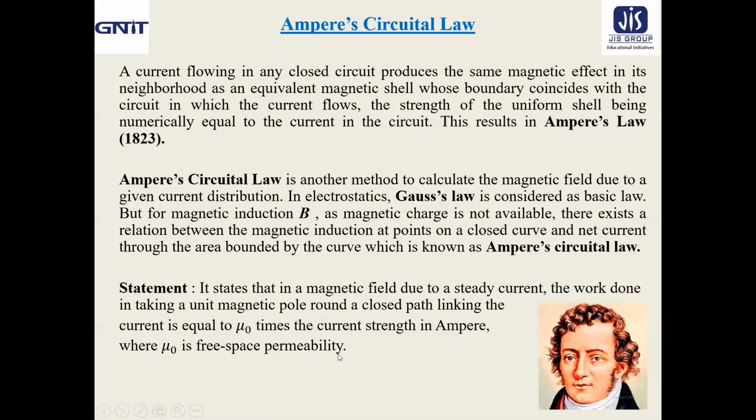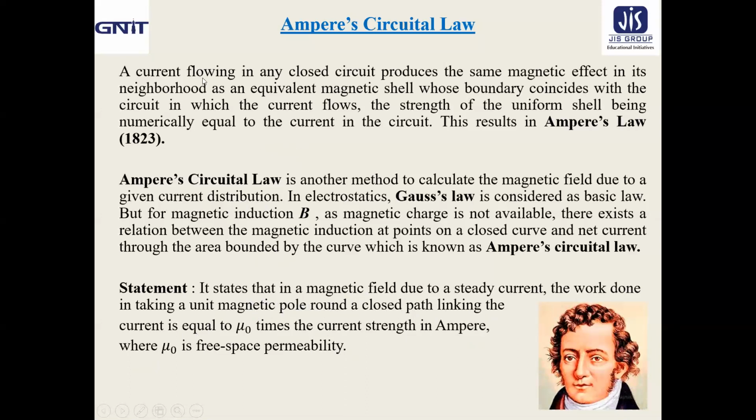Look at the statement once more, very, very important. Actually, whatever I told here, and here, everything is related. Just take a look. Ampere's circuital law states that in a magnetic field due to a steady current, the work done in taking a unit magnetic pole round a closed path linking the current is equal to mu naught times the current strength in ampere, where mu naught is the free space permeability.